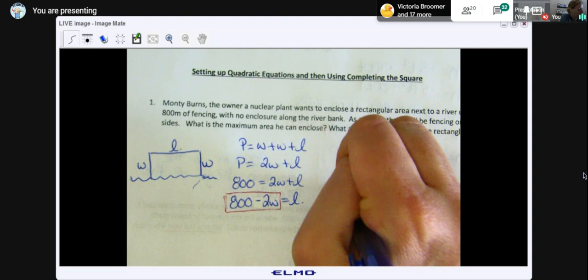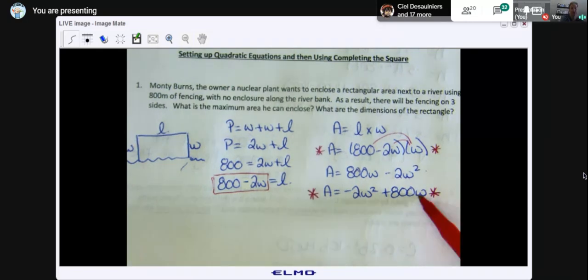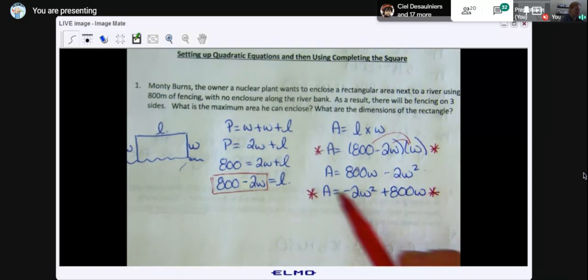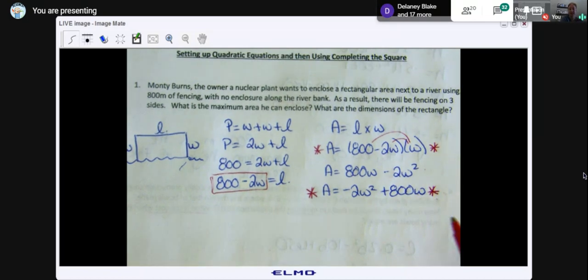This is where you need to start. Okay? You actually should be able to start from here. If I gave you that expression, use the distributive property to put it into standard form. From here, this is the equation for area. I want to know the maximum area. That's your cue to complete the square. So go ahead and complete the square from here.